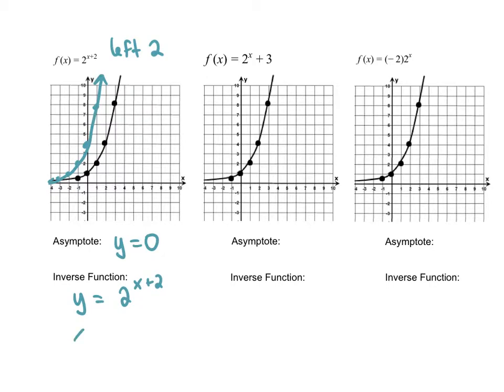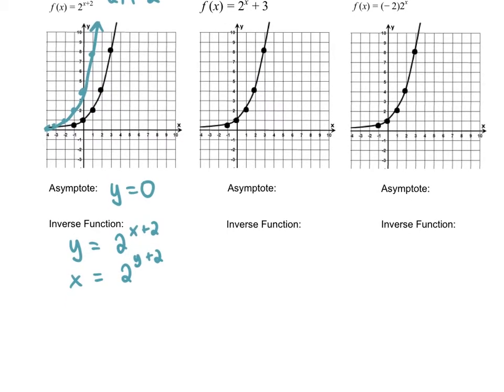So to find the inverse, I'll switch the x and y. So I'll go ahead and change this to log form because I have it as the exponent. So I have y plus 2 equals log base 2 of x. And then I'll simply subtract 2. So y equals log base 2 of x minus 2. So that minus 2 is outside the log.